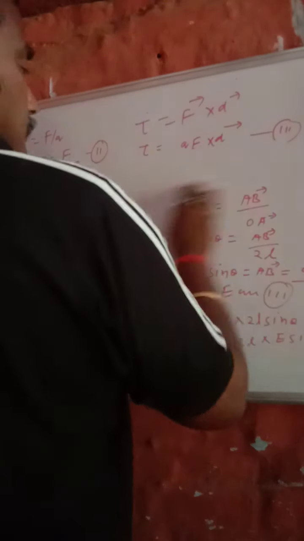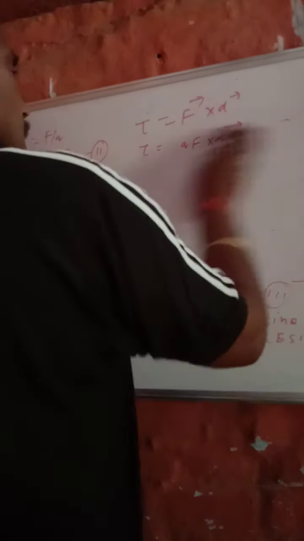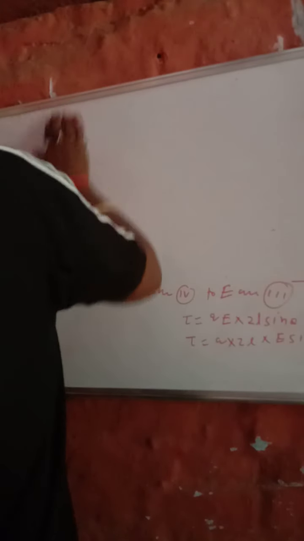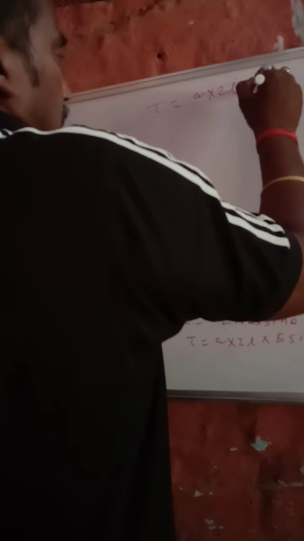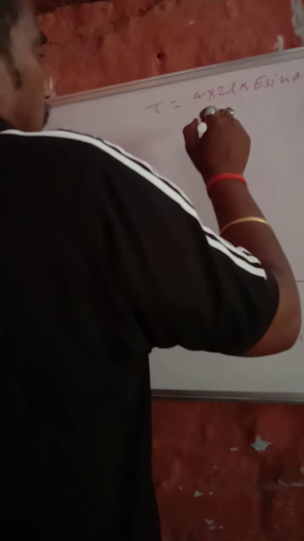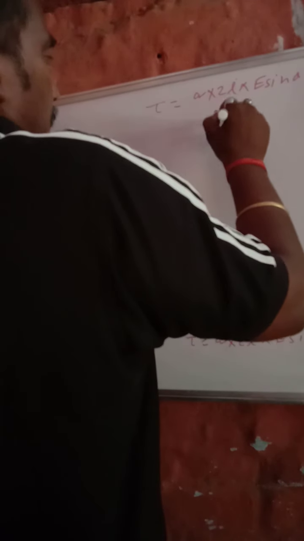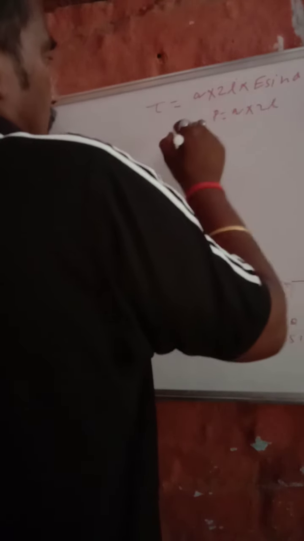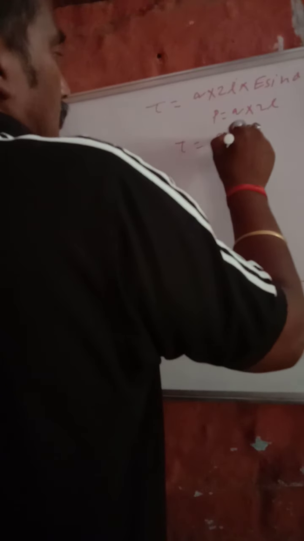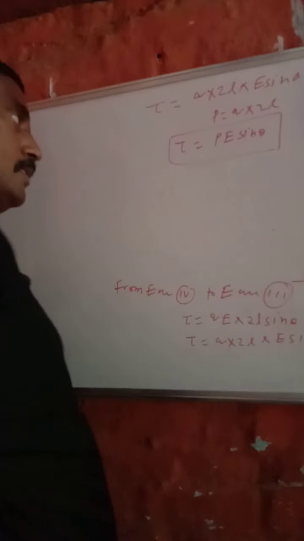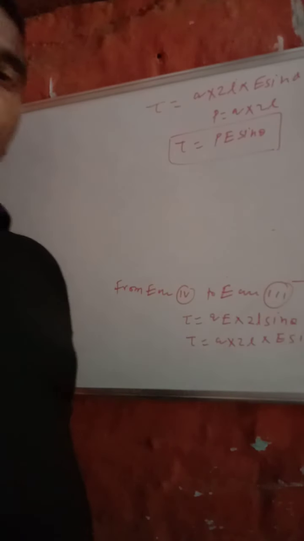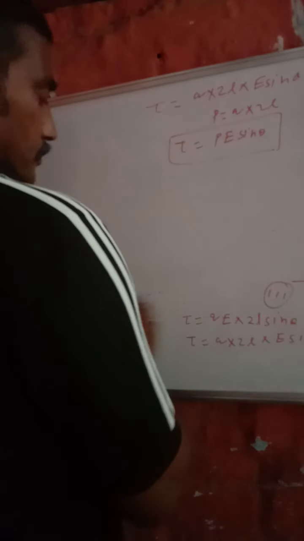Now we can write that relation in terms of Q into 2L into E sin theta. We know that the dipole moment P is equal to Q into 2L. Therefore, tau is equal to PE sin theta. That is the general relation for the electric dipole moment in terms of torque.